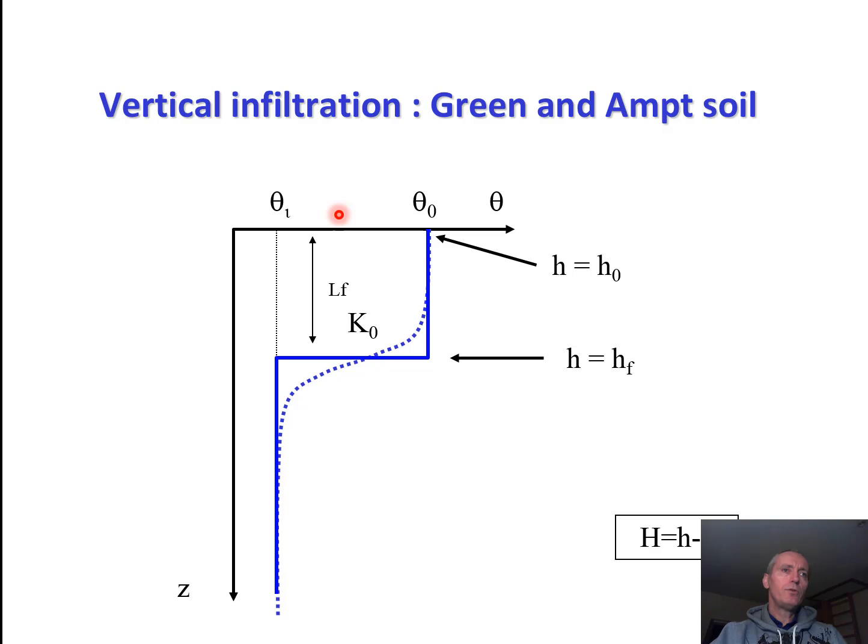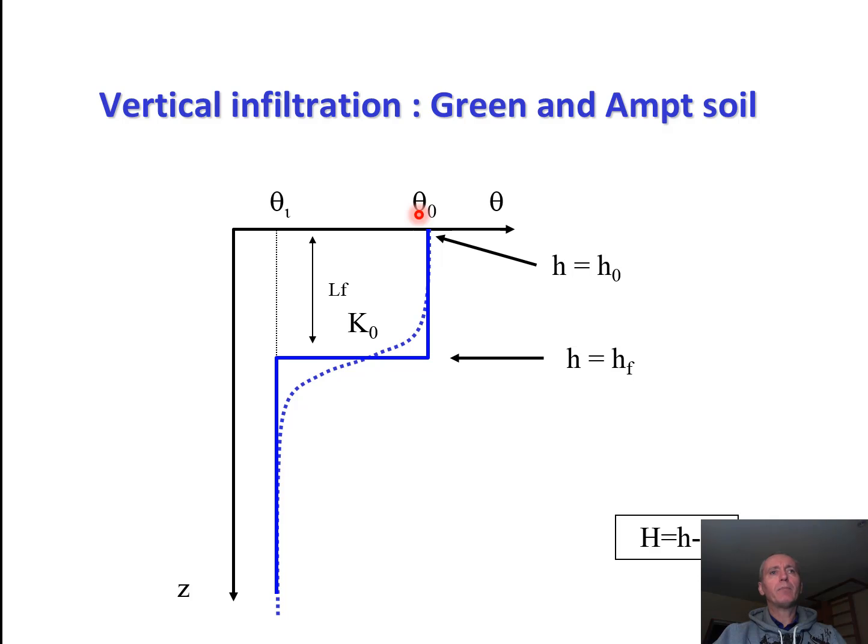Now we have seen the solution for a linear soil. Let's move to the solution for a Green-Ampt soil. As in the case of the horizontal infiltration, we consider in a Green-Ampt soil that the water transport follows a kind of piston flow concept. In front of the wetting front, the soil is at its initial water content theta I. Beyond the wetting front, the soil is nearly equal to the saturated water content, or it's equal to theta 0.